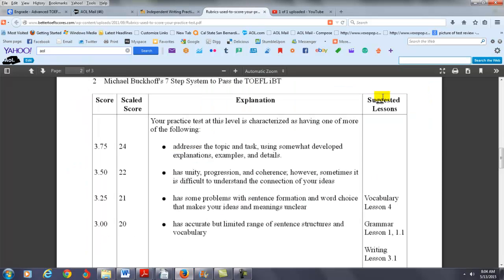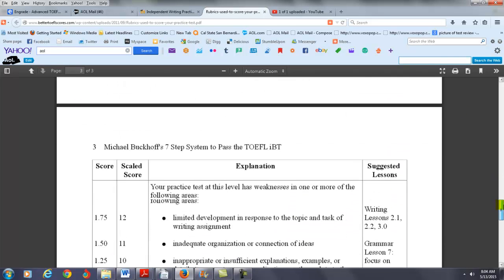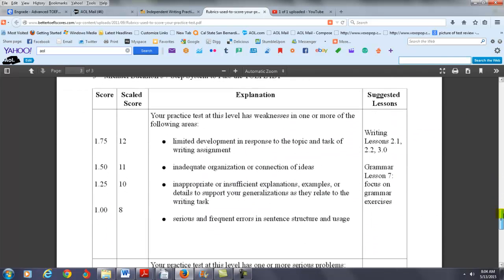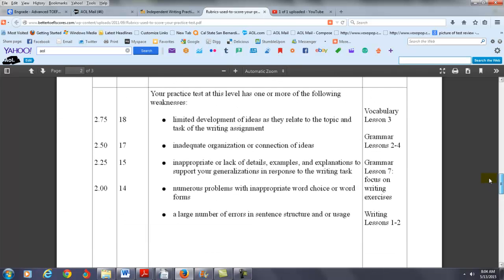Okay, so let's take a look. With this one, you have a lot of problems here. I'm going to say inadequate organization and connection of ideas. This is one major problem with your essay. The way that you structured the introduction and then the very short body paragraphs and that really long detailed conclusion, that did not really help your writing at all. So that's a big problem.